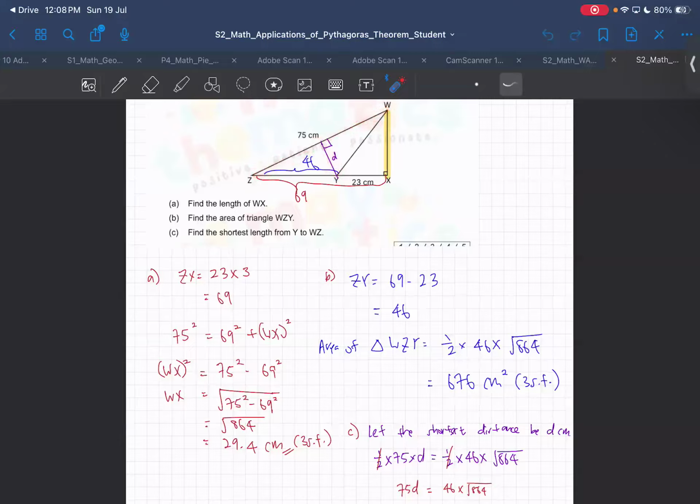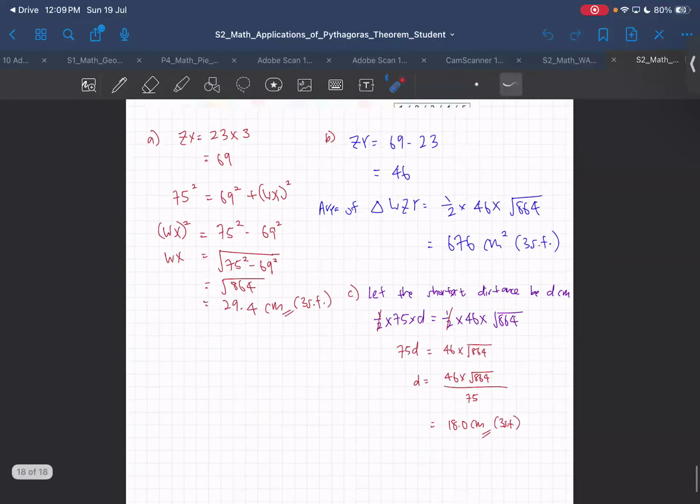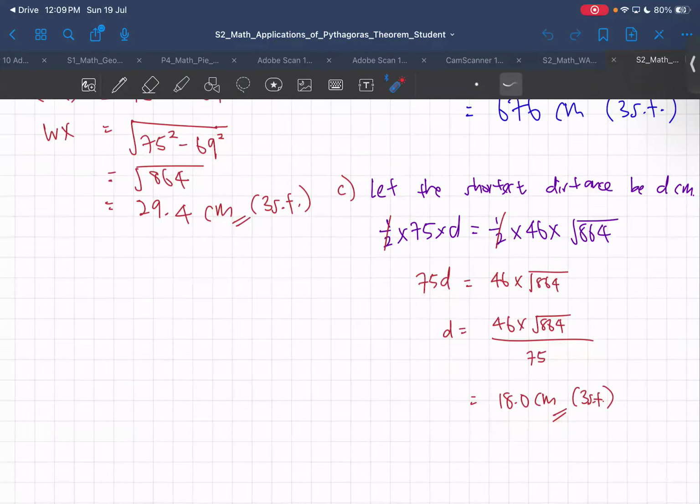Equals to the area that I found. If I decide to use 46 as my base, then what will be my height? WX, correct or not? So half times 75 times D, using this as the base, equals half times 46 times WX, using this as your base. But this area and this area, same or not? Same, right? Because it's the same triangle. So equate this, find your equation like that. Shortest distance is 18.